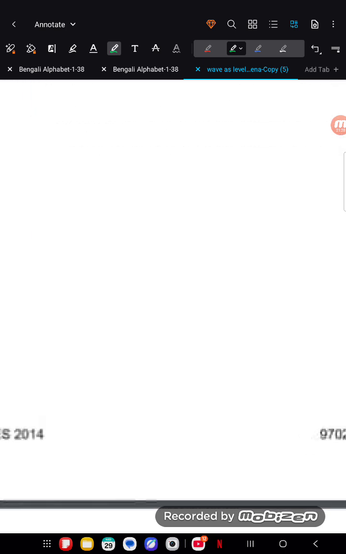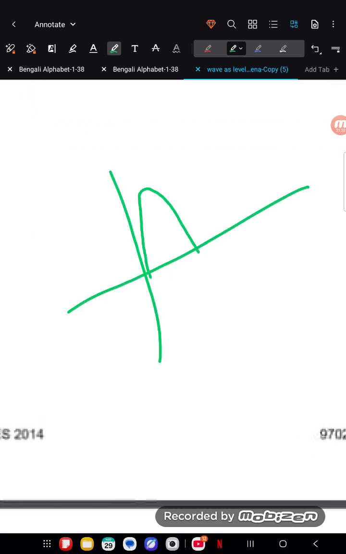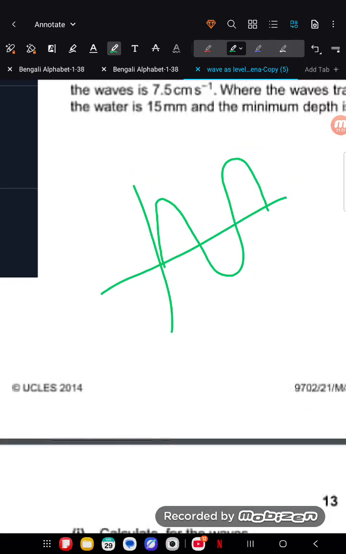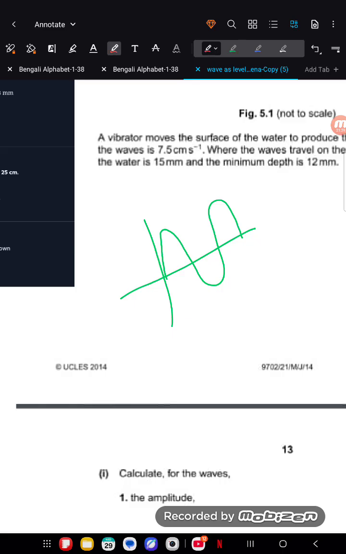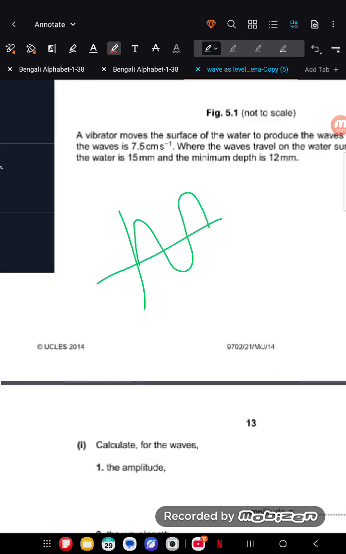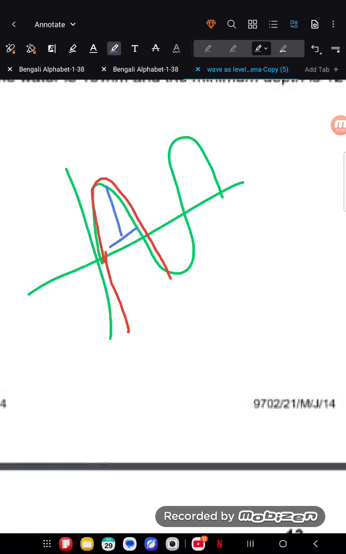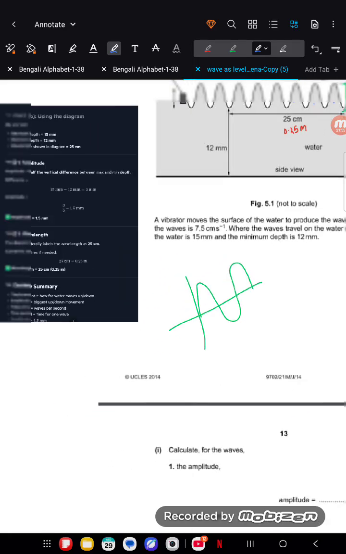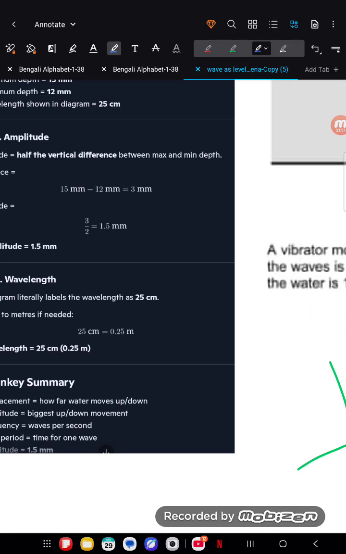Now what does it mean? In the wave I taught you, this is the amplitude. Okay, this is the amplitude, right? So here they have given you full wave like this, full wave like this. Okay, so we need only this distance, half. We need only half distance.